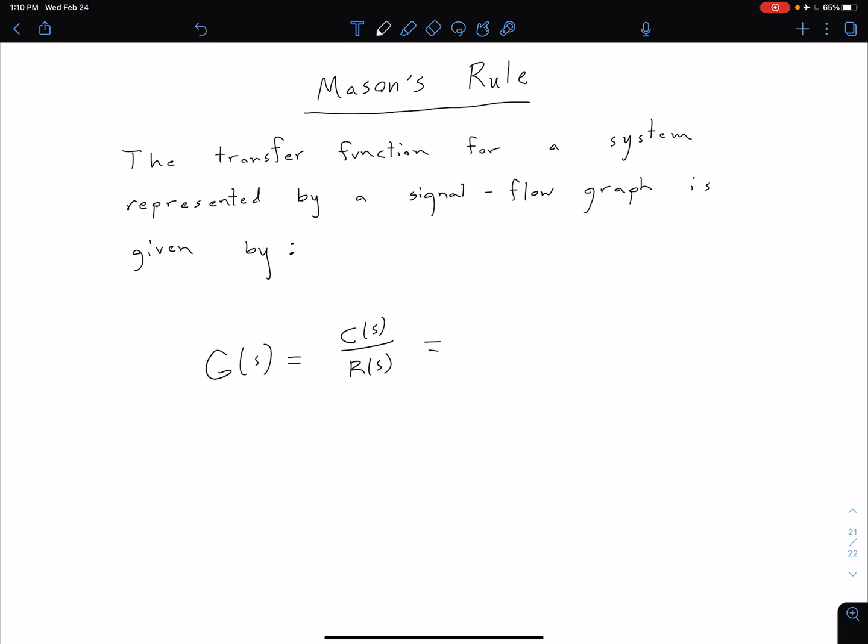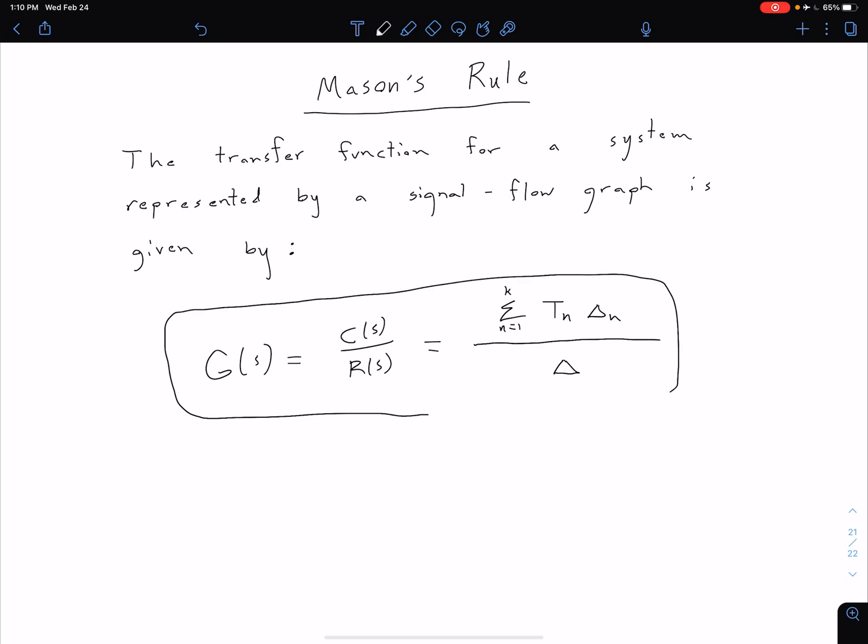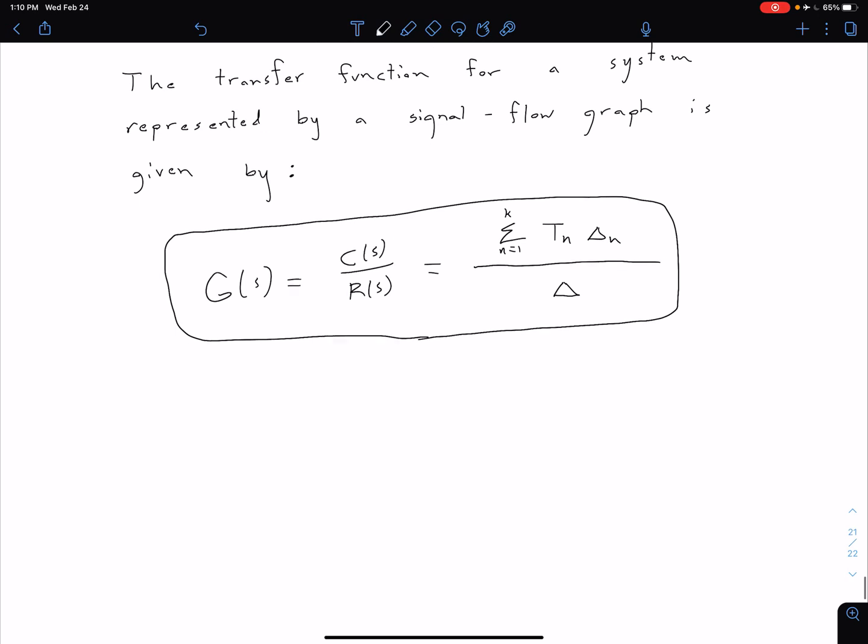Our Mason's rule formula is relatively simple. All we have in the numerator is a summation from n equals 1 to k of T sub n times delta sub n, divided by delta. All right, so that's it. Now we need to define what some of these terms are in our summation on the right side. Other than that, it's pretty straightforward. I will note that this notation is slightly different than what you'll see in the textbook. I've adapted it because I think this makes a little more sense.